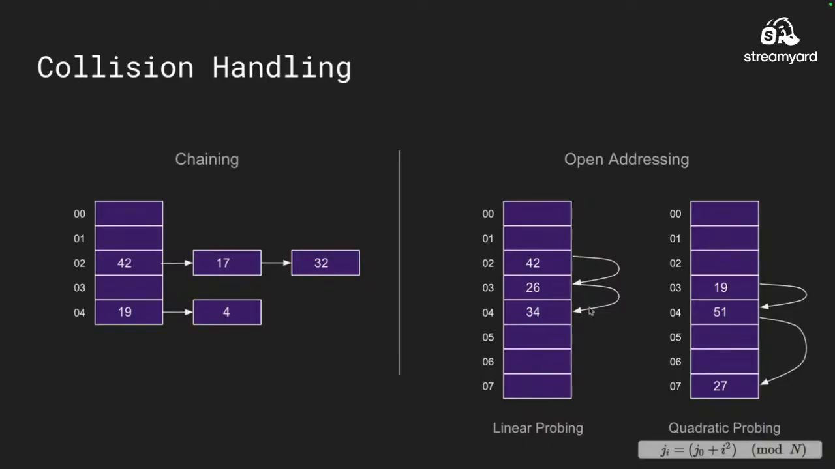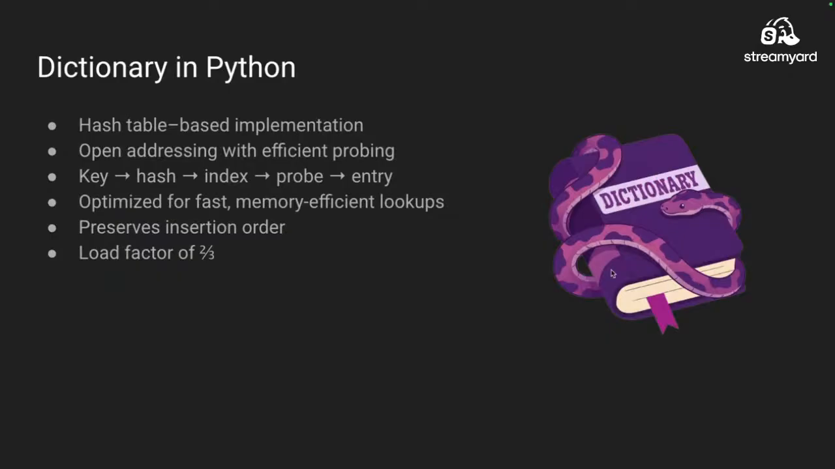And like I mentioned, another issue could be the clustering issue. If you're using linear probing, there could be primary clustering, and if you are using quadratic probing, there could be secondary clustering. So that's it for the basics of dictionary itself. Now let's go into how dictionary works in Python.